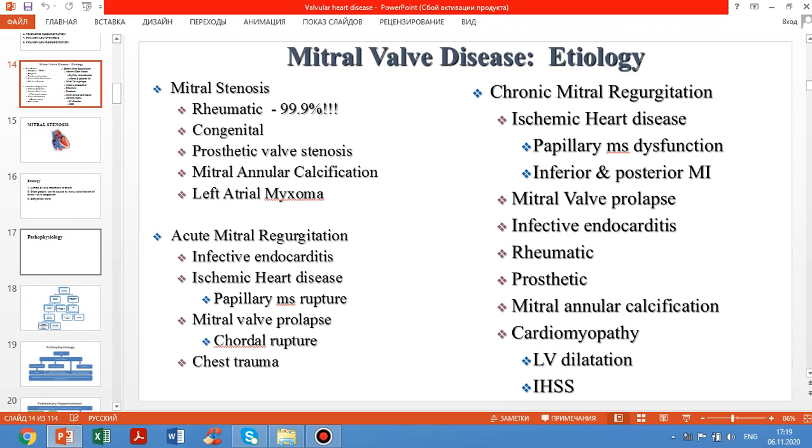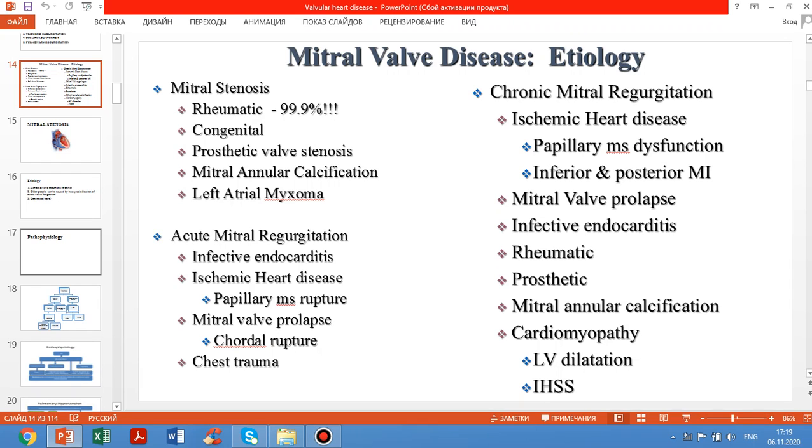Mitral valve disease, etiology. Mitral stenosis: 99.9% is rheumatic etiology. Congenital can be prosthetic valve stenosis, mitral annular calcification, left atrial myxoma. Acute mitral regurgitation is due to infective endocarditis, ischemic heart disease, for example papillary muscle rupture, mitral valve prolapse, chordal rupture, and chest trauma.